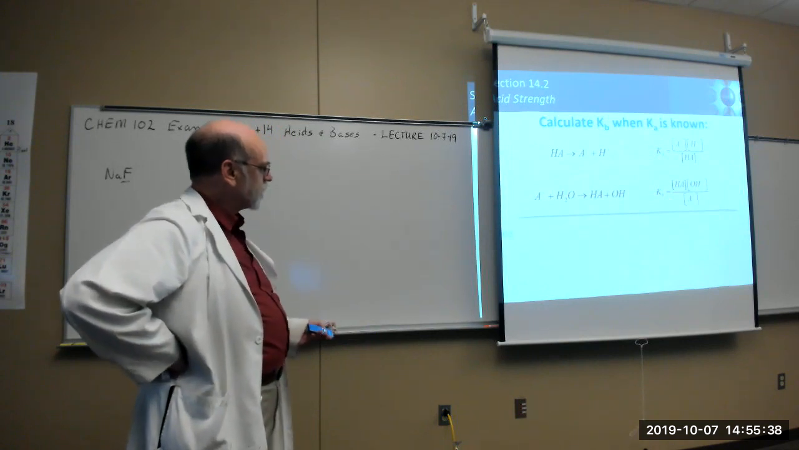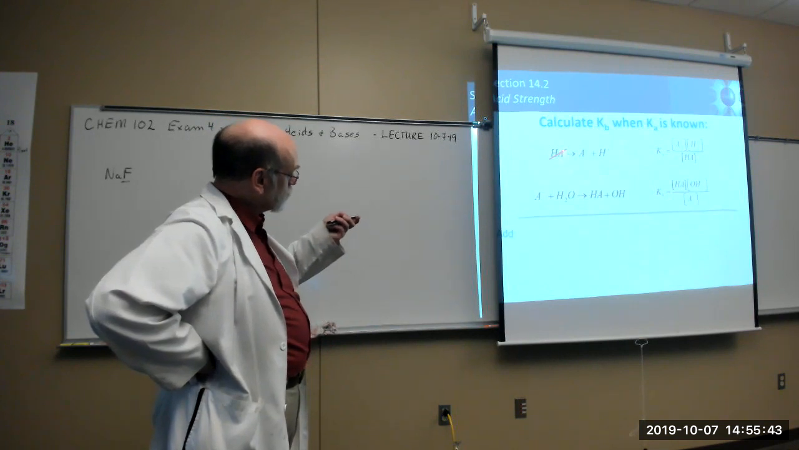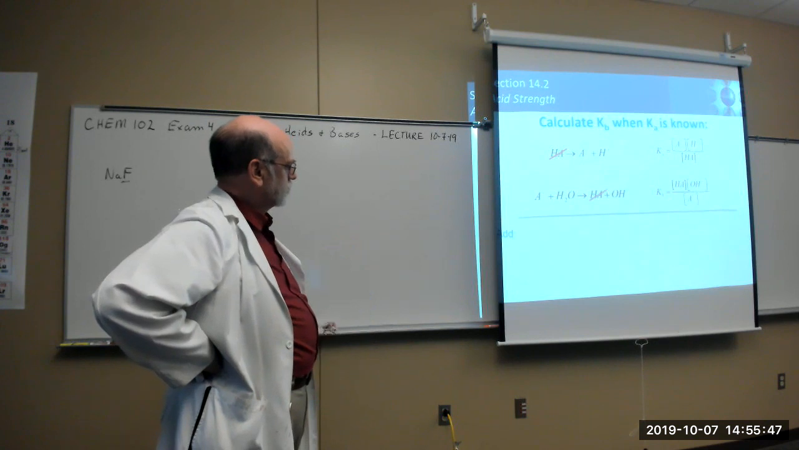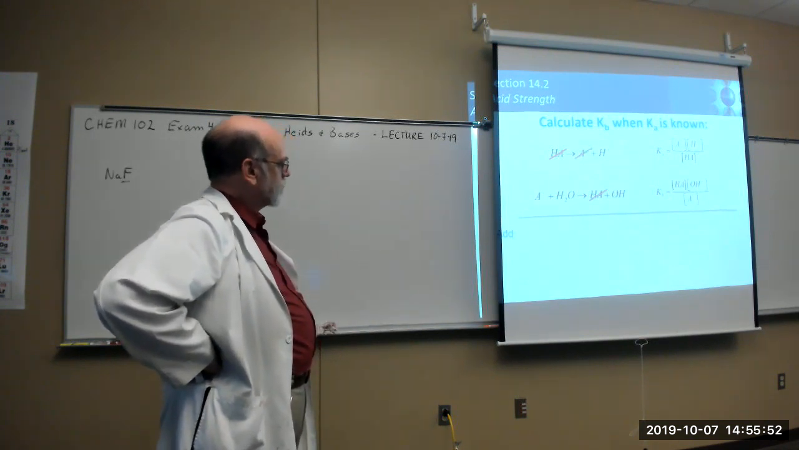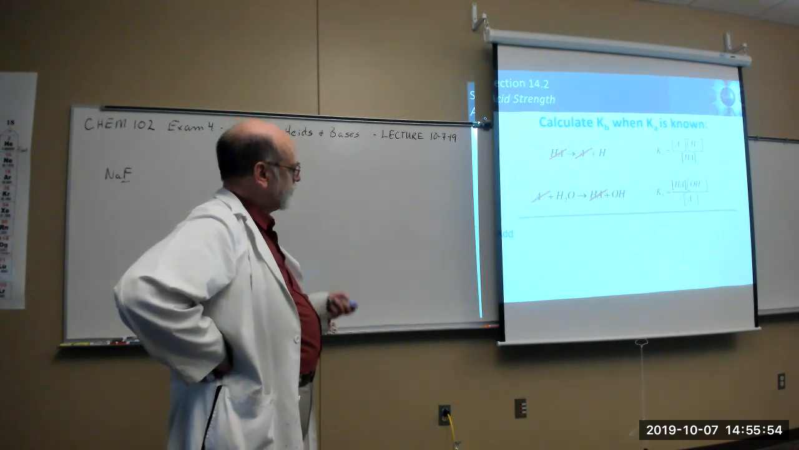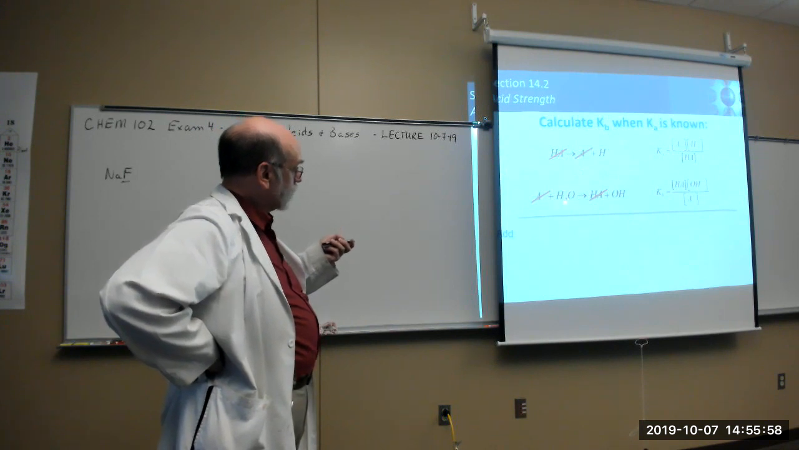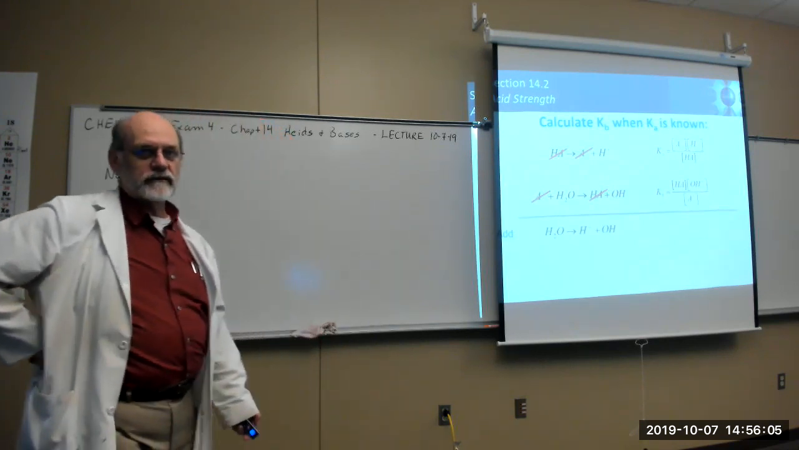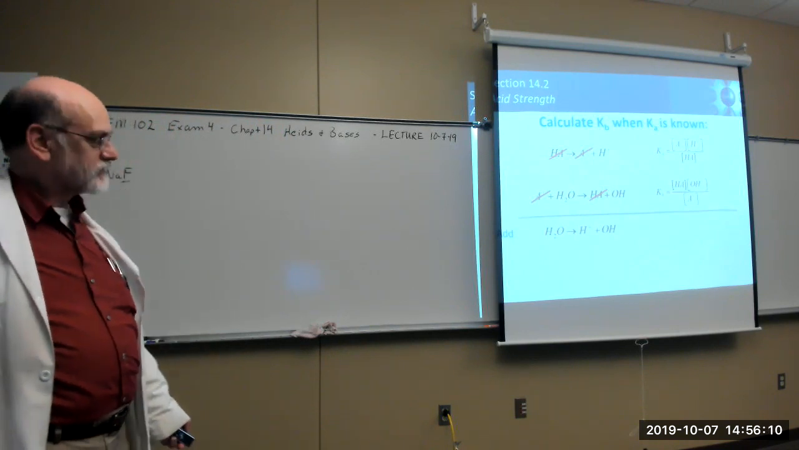So what happens if we add those two together? Well, look, this one's on that side, this one's on that side, so they cancel out. This one's on that side and that one's on that side, so they should cancel out too. All right, so what does that leave us with? It leaves us with water on this side and hydrogen and hydroxyl on the other side. Does that look familiar? That's water dissociation, Kw.